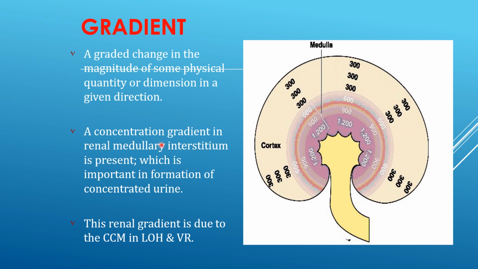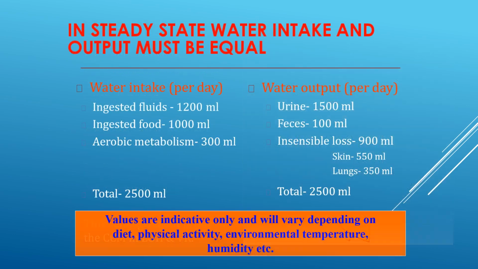So a concentration gradient in the renal medullary interstitium is present, which is important in the formation of concentrated urine. This renal gradient is due to the countercurrent mechanism operating in the loop of Henle and vasa recta. Okay, so in the kidney, this gradient is maintained in this direction from cortex to medulla. So this is maintained by the loop of Henle and vasa recta by the countercurrent mechanism. So that is the gradient which we are going to talk about in this class.